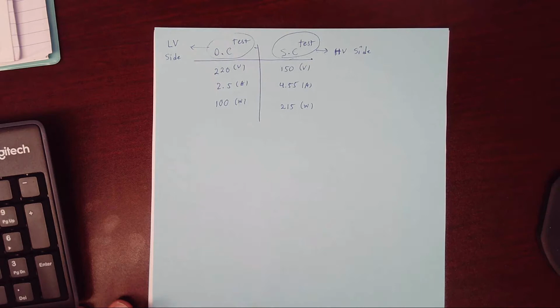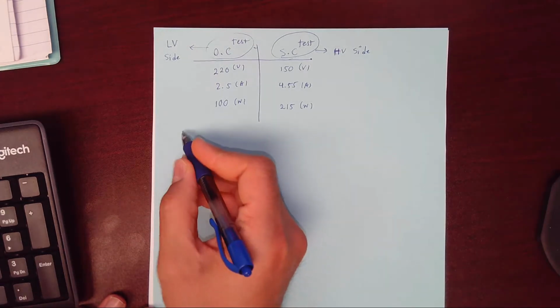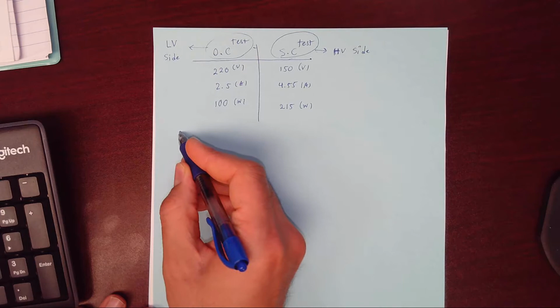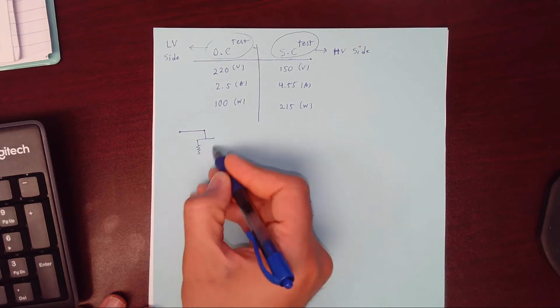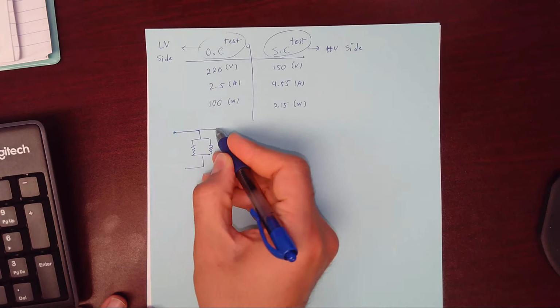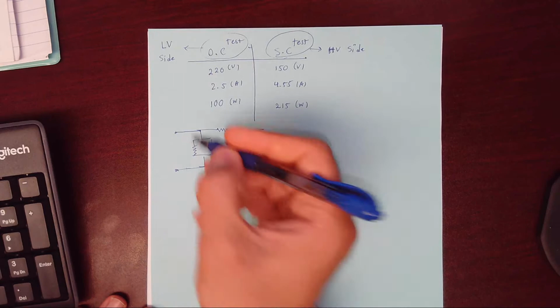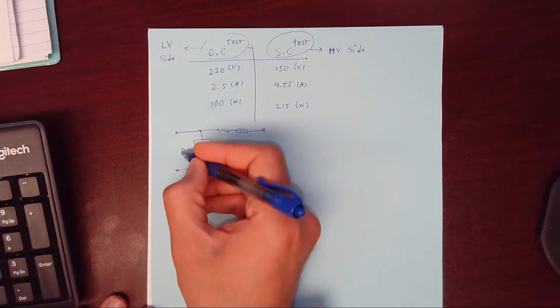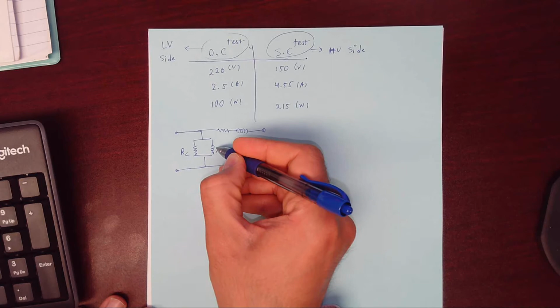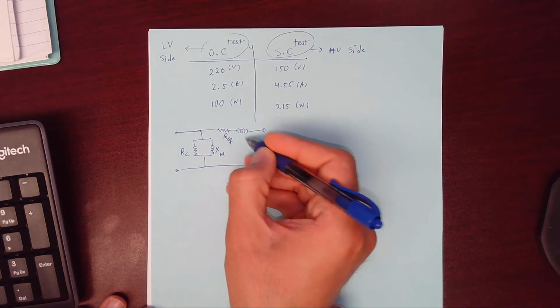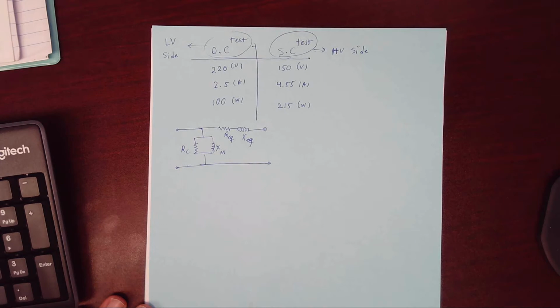Hello everyone. In the previous session, we talked a little bit about two tests we have in transformers to determine the internal parameters of a transformer. In the practical model of a transformer, we have four major components. Let me draw the schematic of the practical transformer very quickly. We have RC, XM, R, and X.